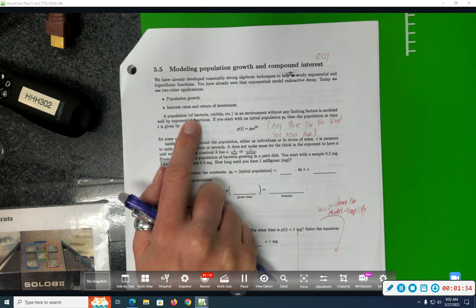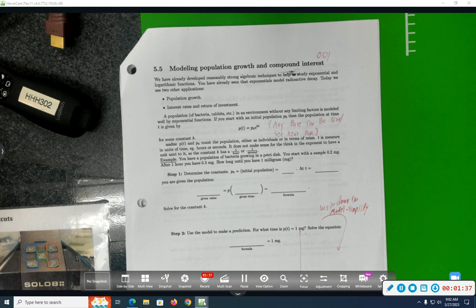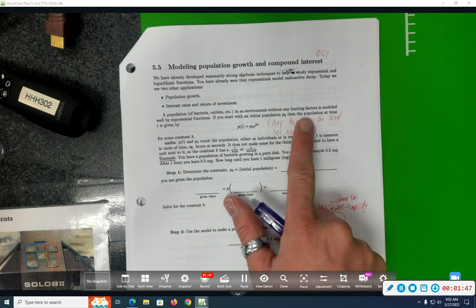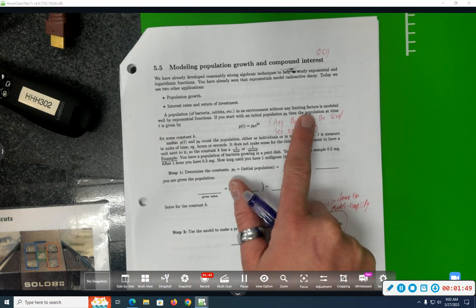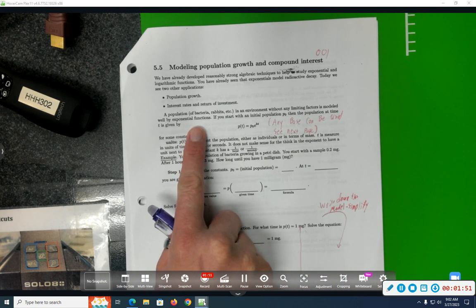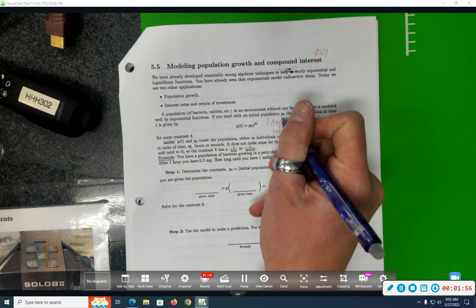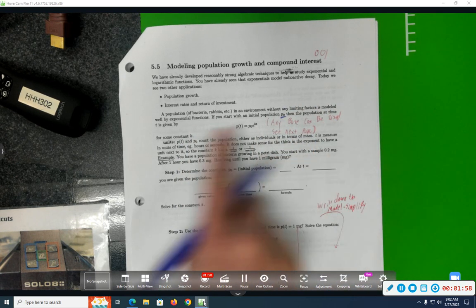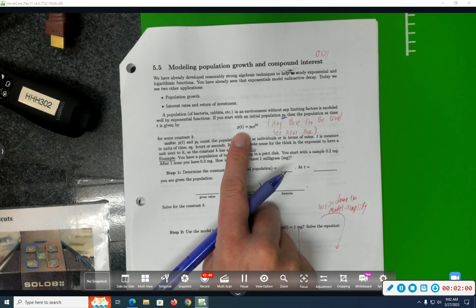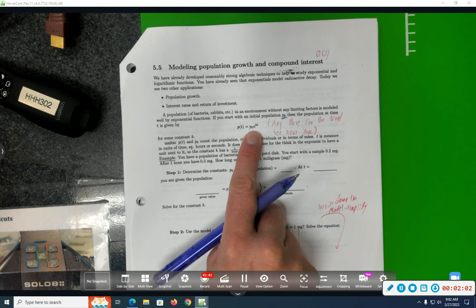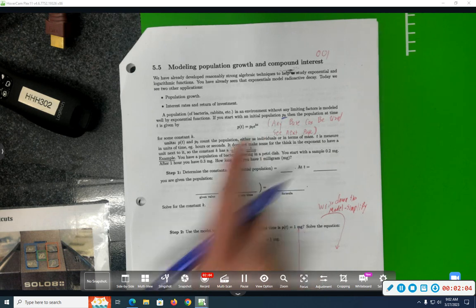So if you have a population growing in some environment without any limiting factors, so that's what I meant by there not being any issue with predators or winter kicking in or rabbits being hit by cars, that population will be modeled well by an exponential function. And here's what I mean by that. If you start with some initial population, P0, population at time 0, then the population at any time t is given by P of t equals P sub 0 times e to the kt.